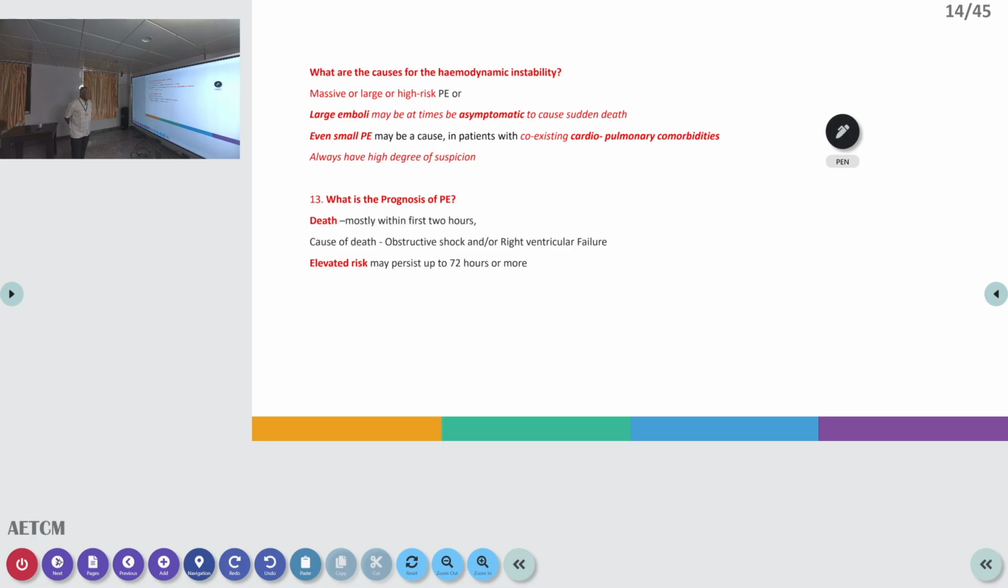Okay. So the prognosis of the patient, death. Mostly within the first 2 hours, if the emboli is causing a major block, the major cause of death is obstructive shock or right ventricular failure. Remember, the cause is obstructive shock or right ventricular failure. The management is entirely different when you are dealing with hemodynamic instability. Or the risk may be persistent for even up to 3 days. So don't, in a hurry, try to send the patient after observation and discharge.